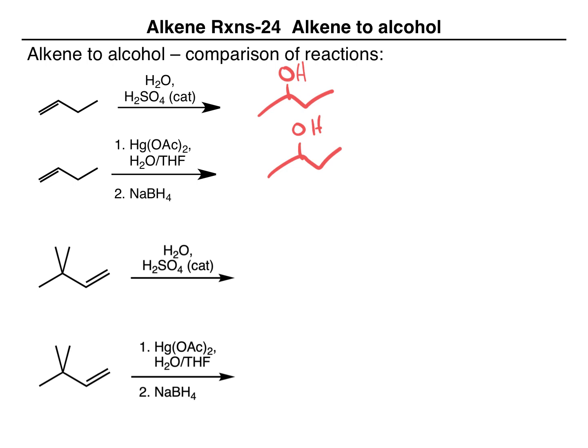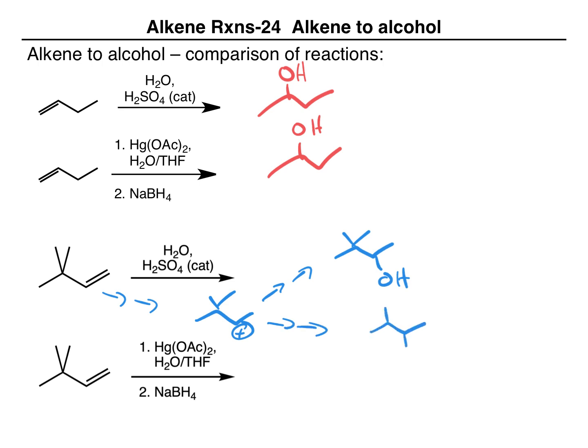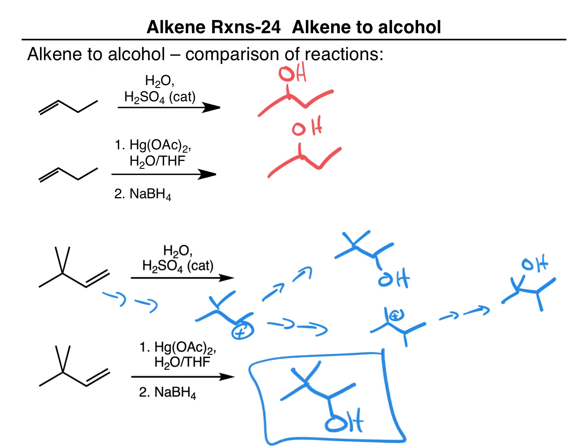Furthermore, because of the mechanism of the acid-catalyzed hydration, so keep in mind we are going to form this carbocation, and if water adds, we will get this. But if this rearranges to give a tertiary carbocation, then we are going to get this as our product. So with acid-catalyzed hydration, we have the risk of carbocation rearrangement. Whereas with oxymercuration-demercuration, because there's no carbocation, there is no risk of carbocation rearrangement. And so this is the exclusive product.